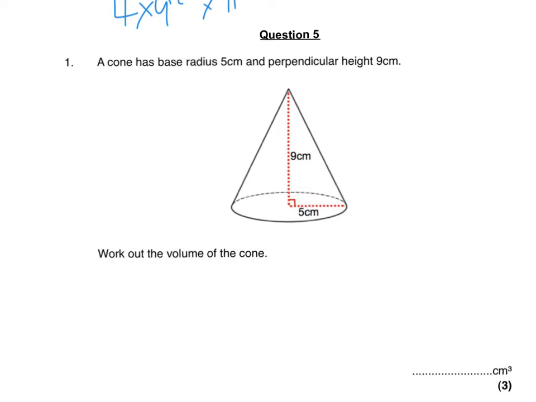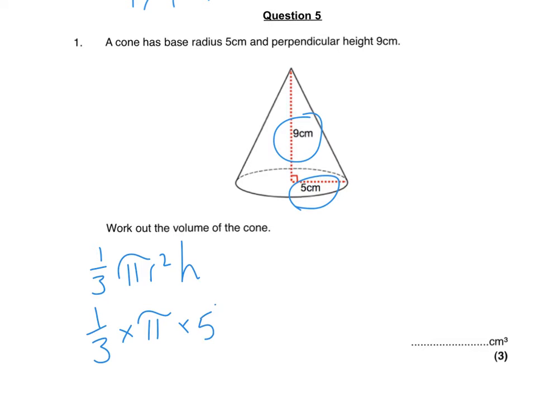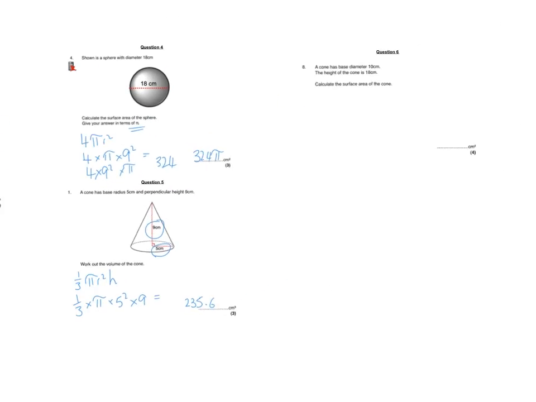A cone has base radius 5 centimetres and perpendicular height 9 centimetres. Work out the volume of the cone. Well, the volume of the cone is a third pi r squared h. Okay, so the radius is 5, the height is 9, so we just have to stick that in the calculator. So a third times pi times 5 squared times 9, and that gives you an answer of 235.6 centimetres cubed. And is this the last one? Yeah, this is the last one.